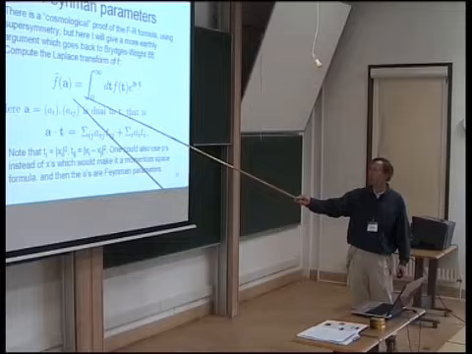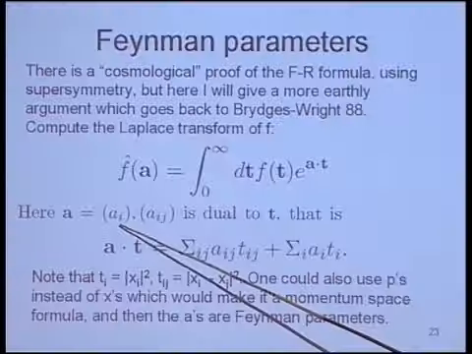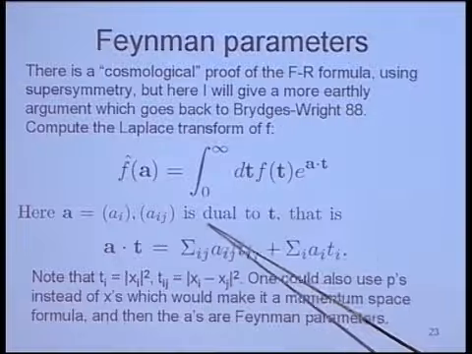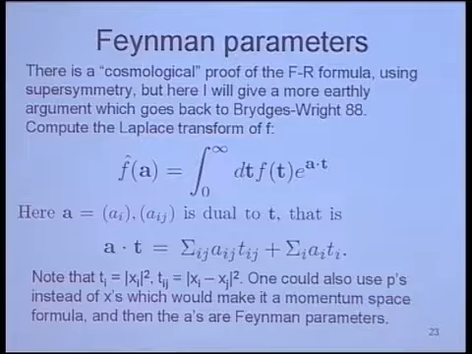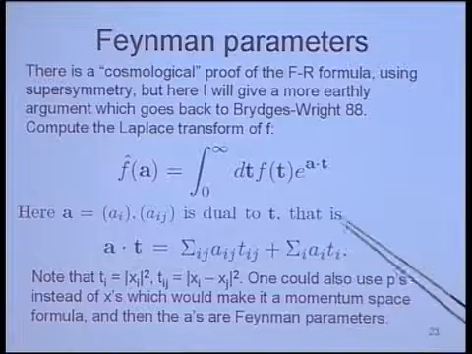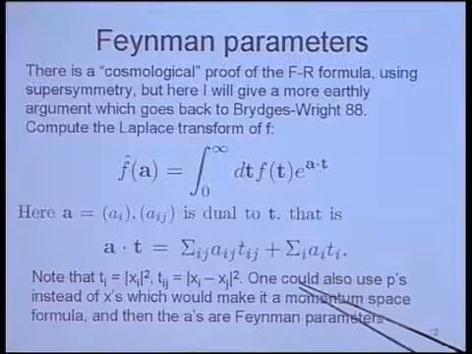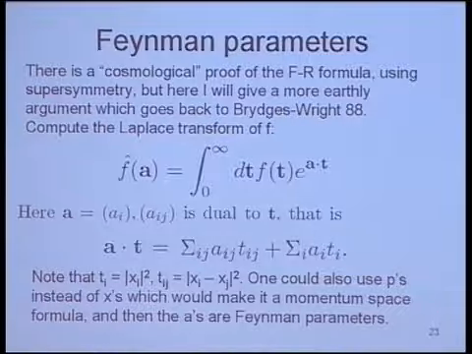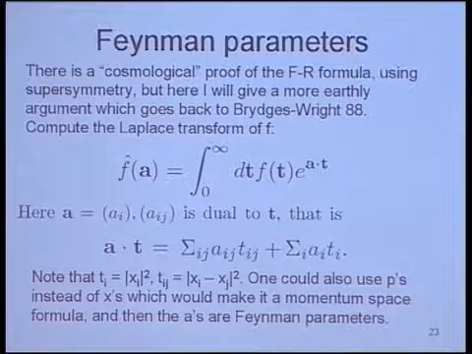So basically, any function of t can be converted to the Laplace transform variables. And we have the dual variables to the t's, and this inner product between the a's and the t's. Now, you could also do the same thing where, it was my choice to use w's for my fundamental variables of integration, but you could, for example, use p's. And then all of a sudden you're working in momentum space. And then these a's would be like Feynman parameters.